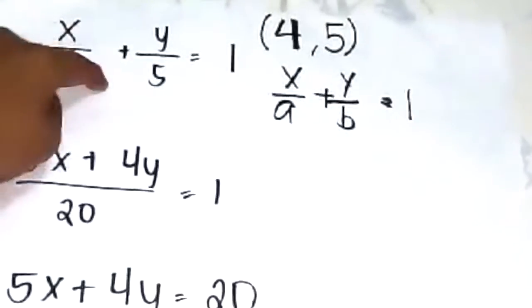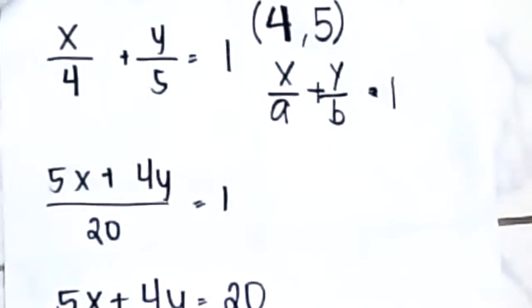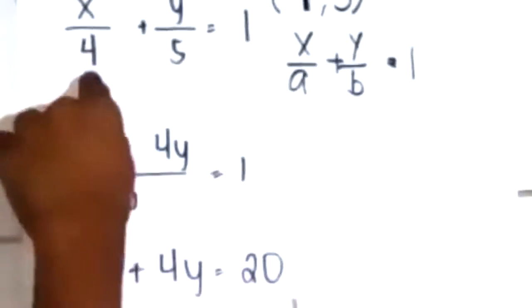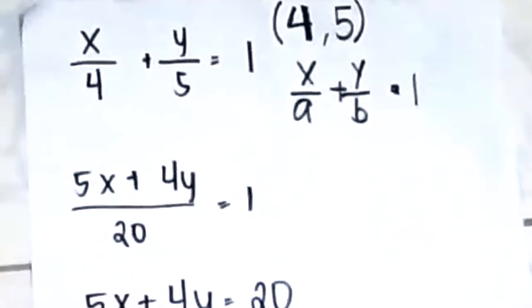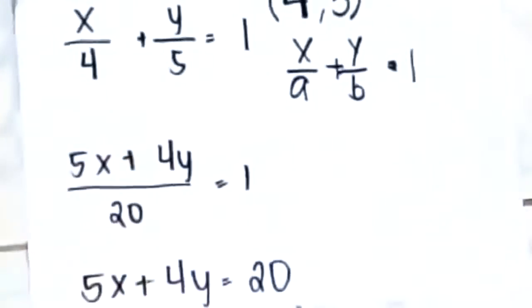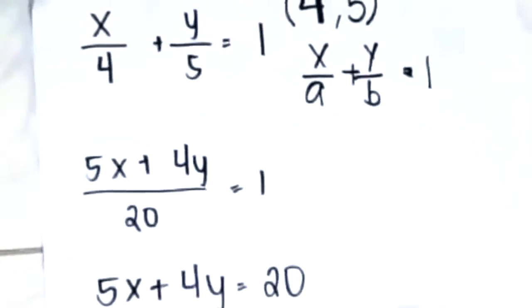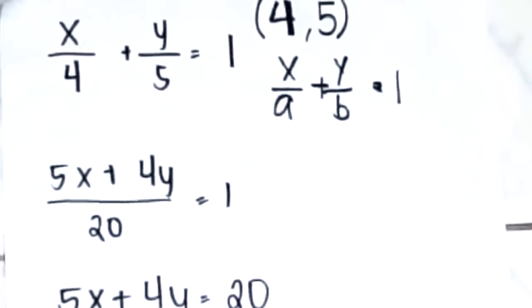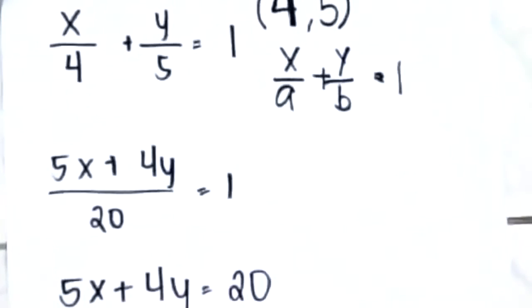X over 4 plus y over b equals 1. We will apply the butterfly method. 5 times x equals 5x plus 4 times y equals 4y. In order to get their denominator, we must multiply 4 and 5, which is 20. After this, we will derive the equation into standard form. To eliminate the denominator, multiply both sides by 20. So you'll get 5x plus 4y equals 20.